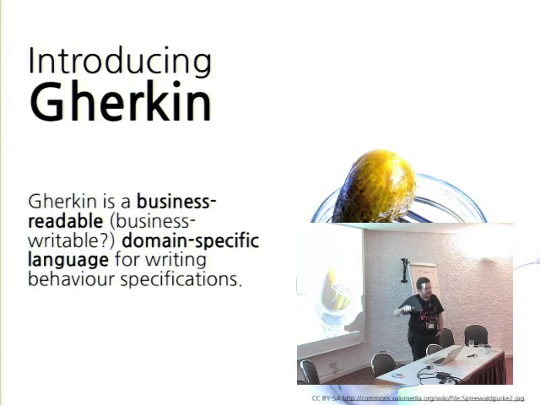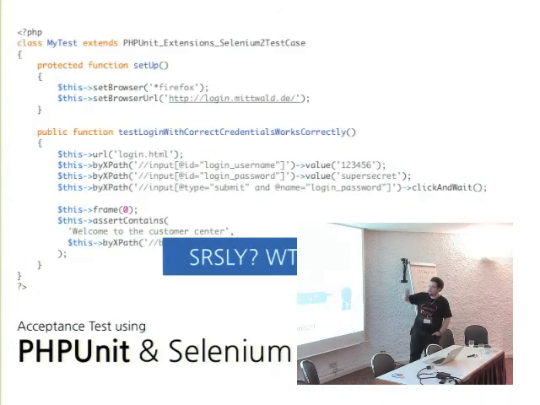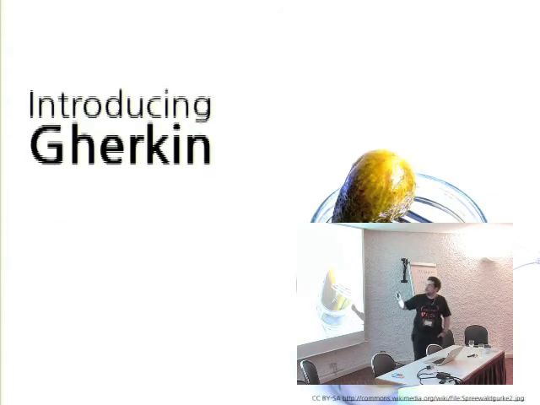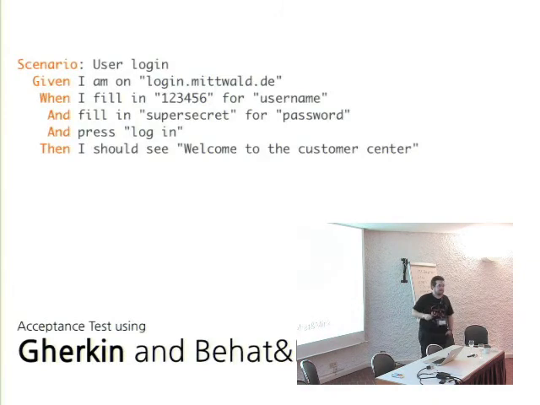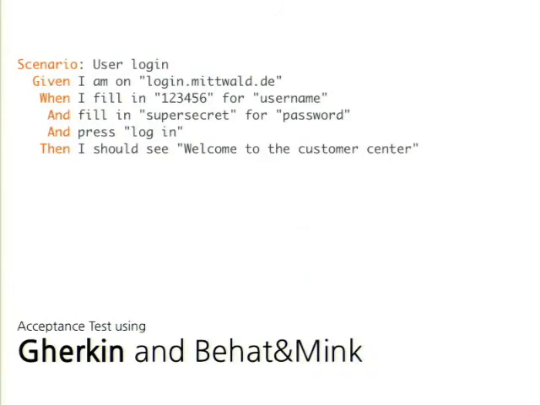And the same test that I have just shown in PHPUnit, formulated in Gherkin, just looks like this. So I'll leave a few moments to let this sink in. And I believe the first thing that we can say about this is that it is a lot less code. It's only 6 lines of code.